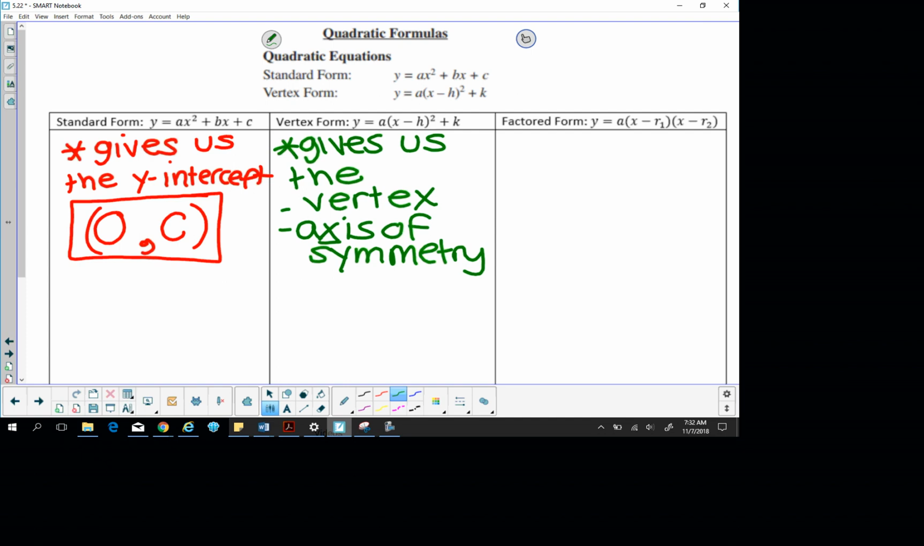What coordinate's the same? Axis of symmetry. What coordinate's the same? The x coordinate of your vertex. So you know that the axis of symmetry is the x coordinate of your vertex. You also know that it could give us our min and max, which is the y coordinate of our vertex.